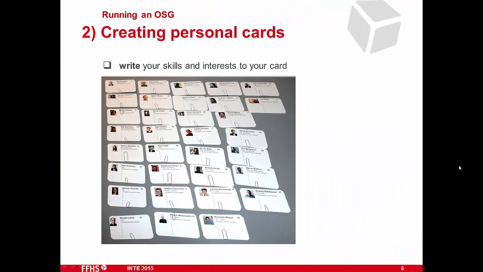The next step is that every researcher gets a bunch of his own business cards. This is prepared in advance. So every business card holds a name, a department, and a picture of the researcher on it. What the researcher has to do is to write some keywords about skills and interests on this card.